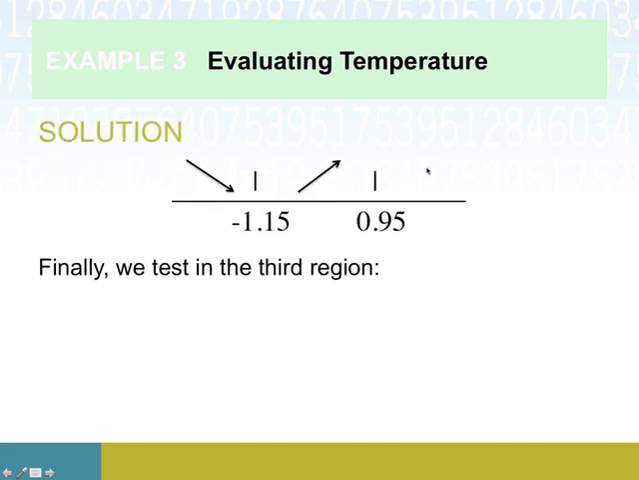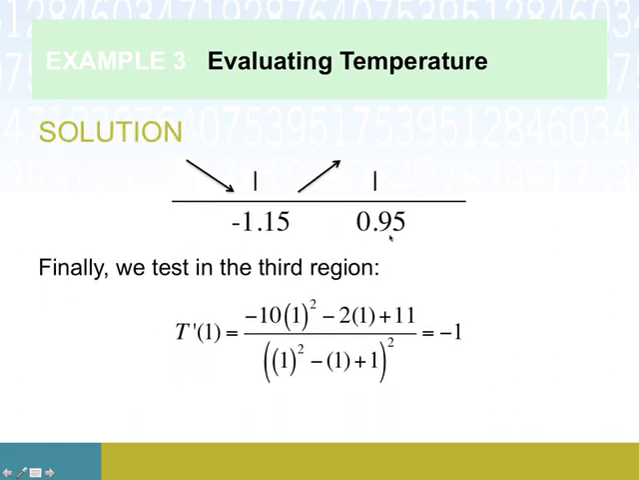Finally, let's test in the far right region, and even though it's pretty close to 0.95, let's test 1, because it does fall into that camp. It doesn't matter how far to the right we are. We could have tested 0.9500001 and still gotten some meaningful information.